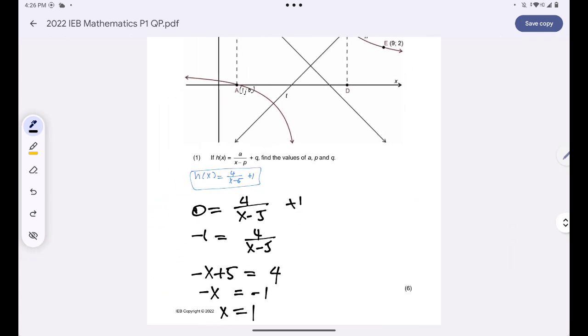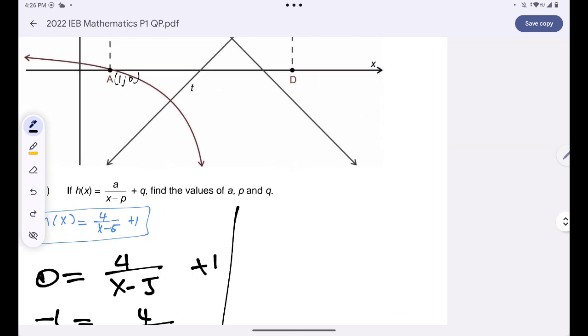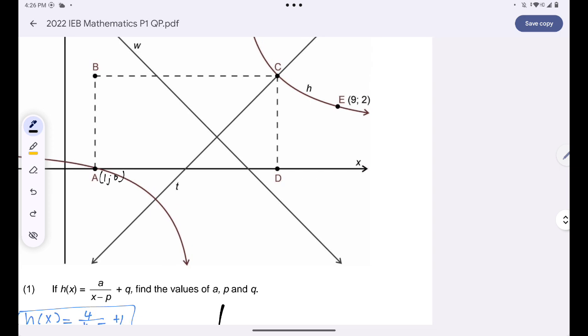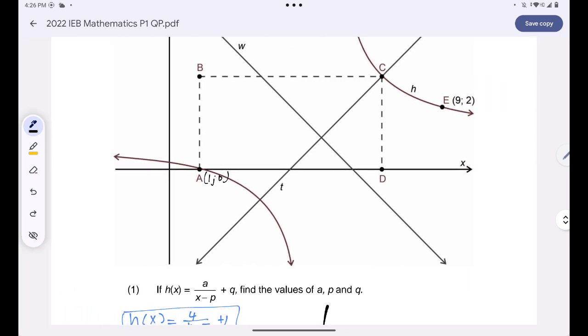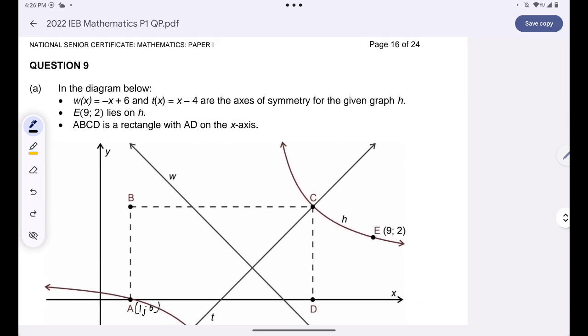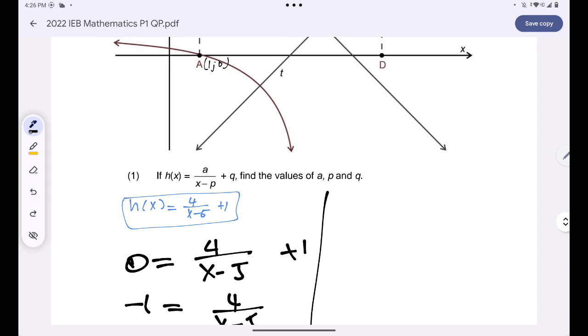Okay, what else can I do? I believe I can find the coordinates of C. C is the point of intersection between the graph of T and the graph of H, right? And T is equal to x minus 4. Whenever two curves intersect one another, you just have to equate them. T is equal to h of x. T is x minus 4.